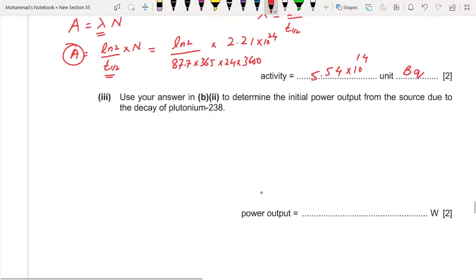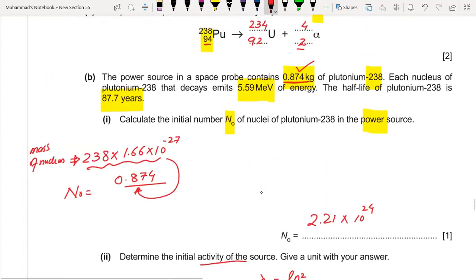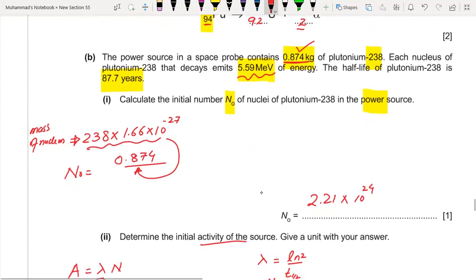Use your answers to determine the initial power output from the source due to the decay of plutonium. You know that activity is the number of decays per second. In 1 second, we have this much decay, and in each decay, we have this much energy.